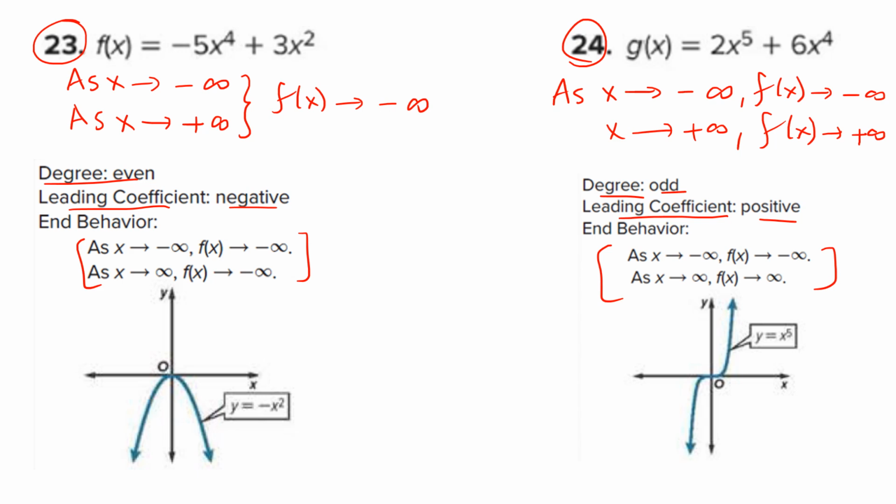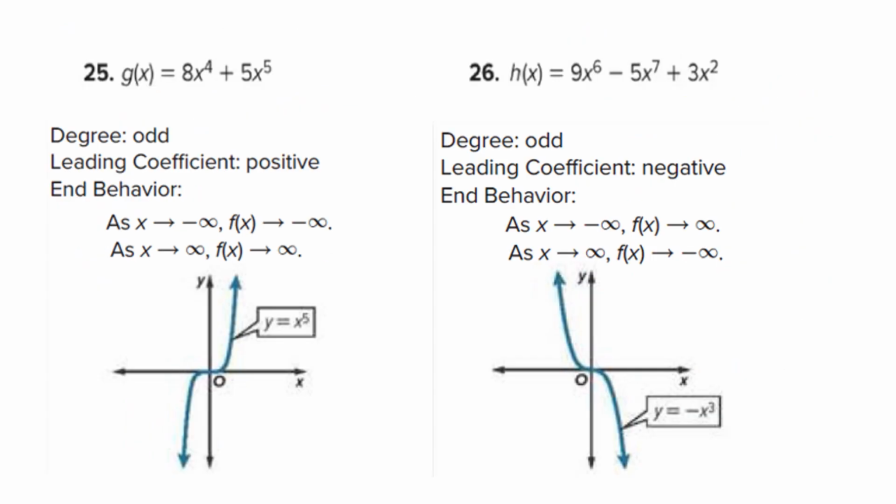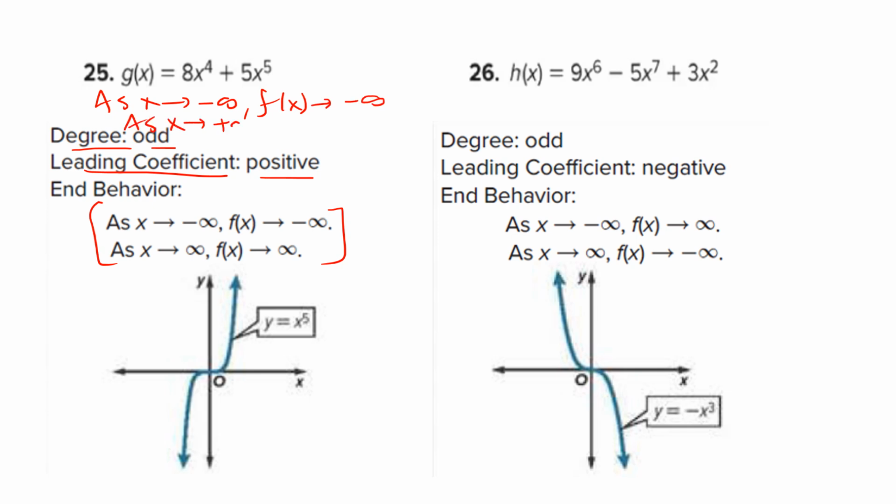For question number 25, since the degree is odd and the leading coefficient is positive, this is the end behavior. So as x goes to minus infinity, f(x) goes to minus infinity, and as x goes to plus infinity, f(x) also goes to plus infinity.